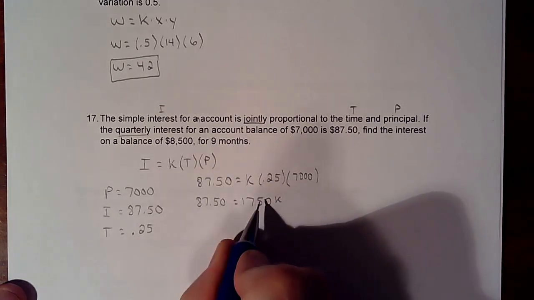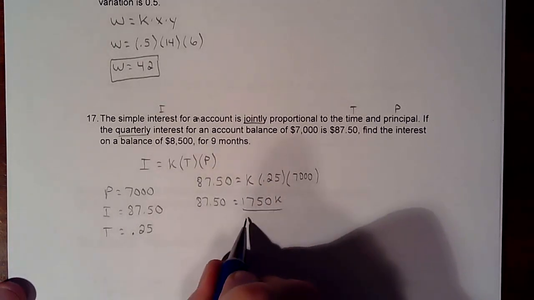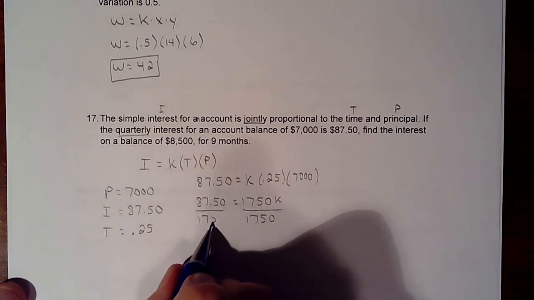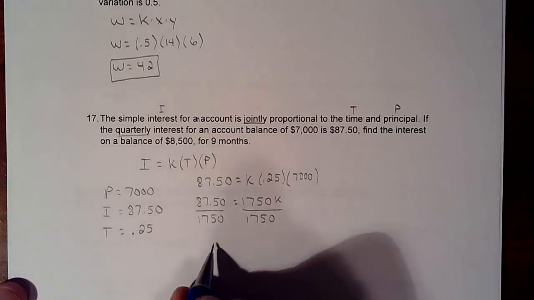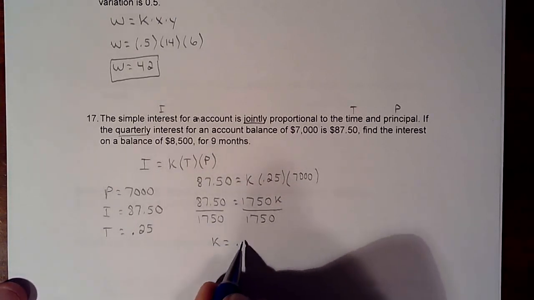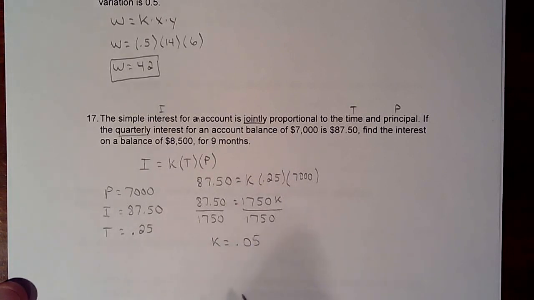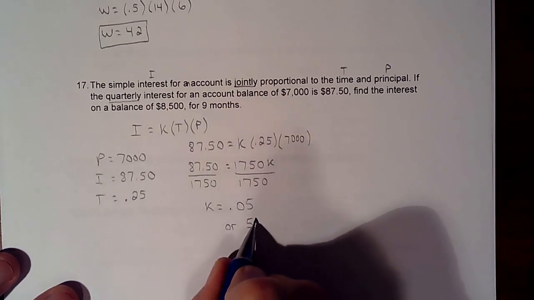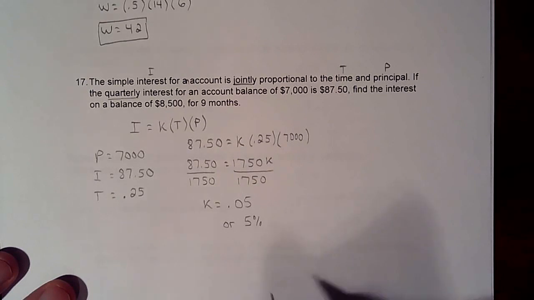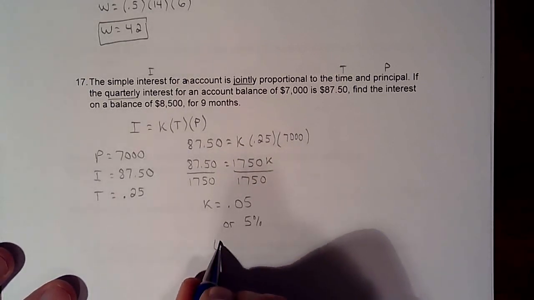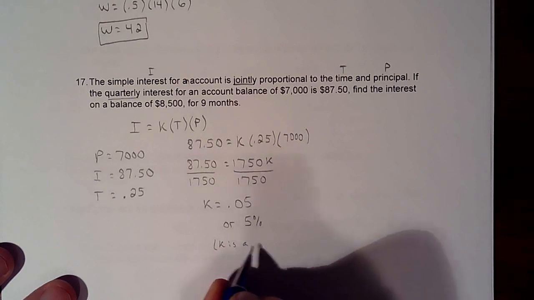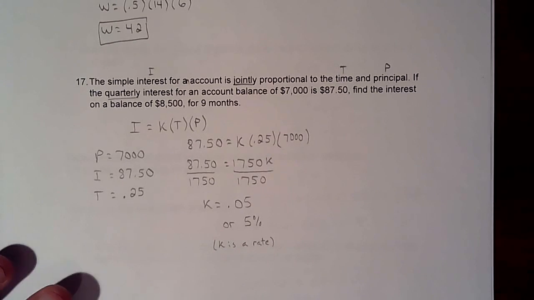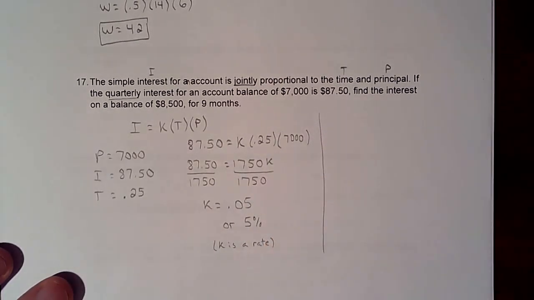If I throw that in the calculator, that's what I get. And then I want to divide the 1750 over to the other side so I can solve for K. Then we divide that in the calculator and we get 0.05. Well, that is 5%. So our constant of variation is really just a rate. So K is a rate in this type of problem. 5% interest is what we're earning. All right, so we have K.